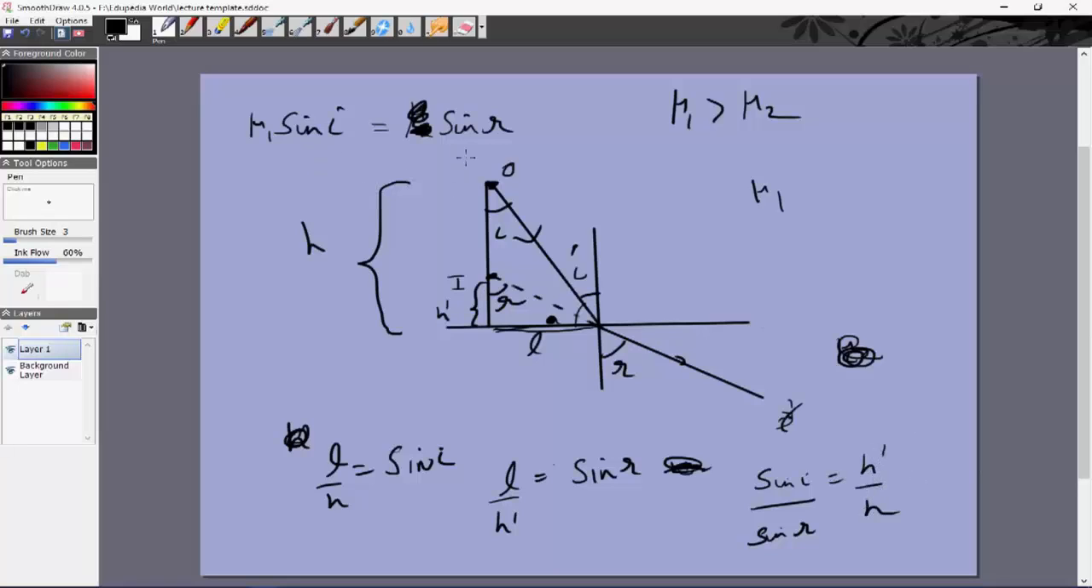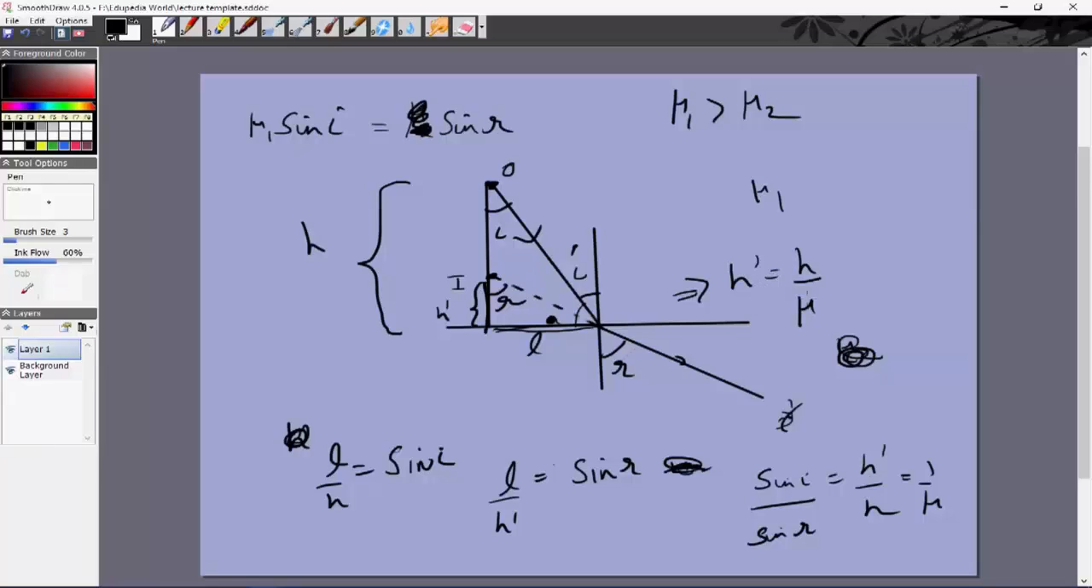What is sin i by sin r? It is equal to 1 by mu1, we'll just write it as 1 by mu right now. So h dash by h is equal to 1 by mu, and it tells us that h dash is equal to h by mu. So this is the apparent height. H dash is the apparent height of something in water, and h is the actual height. We see that the apparent height is reduced from the actual height by a factor of mu.